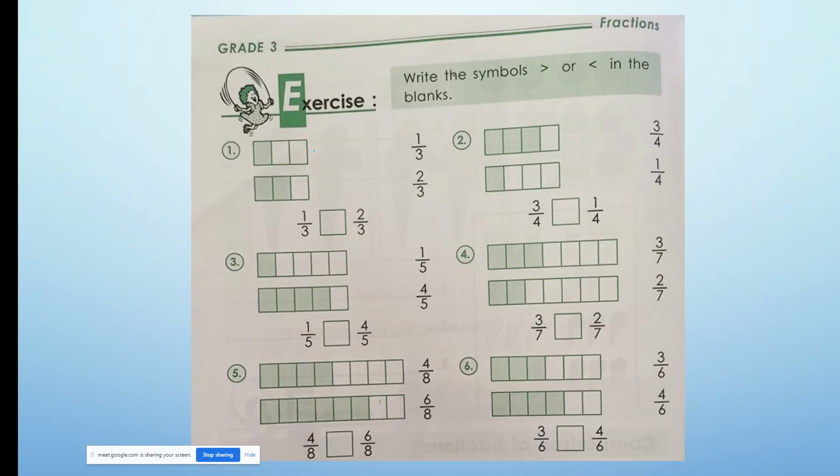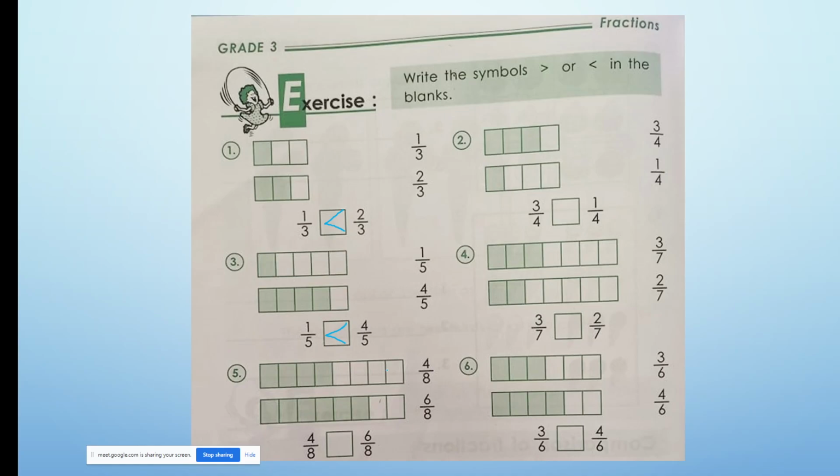Now, for example, this one. We have 3 and 3 for the denominator. And then you have 1/3 and then 2/3 for the next one. What do you think is the symbol? Less than. Yes. 2 is bigger than 1. Next, what is this fraction? 1/5 and 4/5. What's the symbol? Less than.